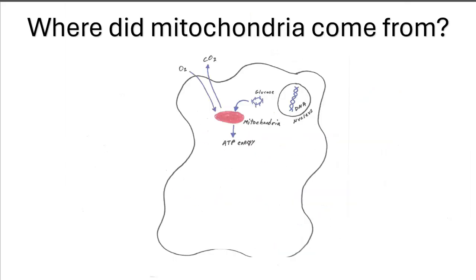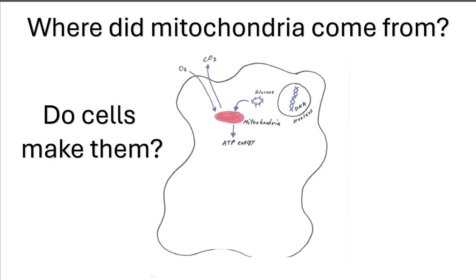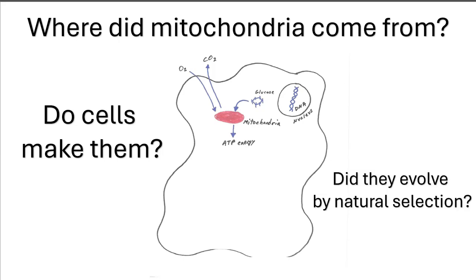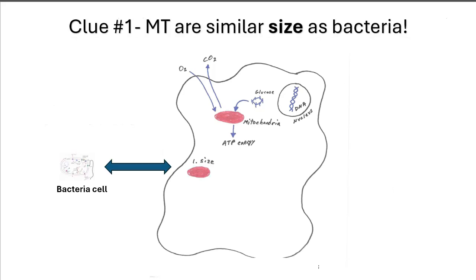So let's get to this question now. Where did mitochondria come from? Do cells make them from scratch? Does every complex cell just have the information somehow to build their own power plants, to build mitochondria? Or did they perhaps evolve by natural selection in some kind of way? Well, we're going to look at 3 clues to the identity and origin of mitochondria.